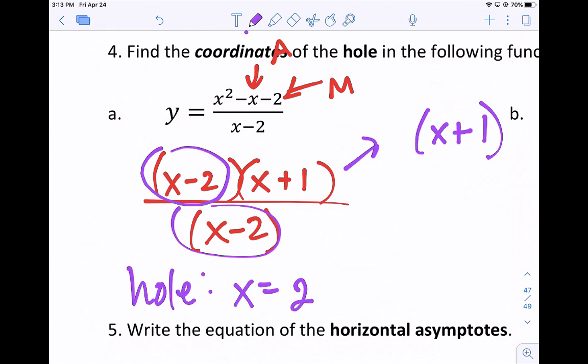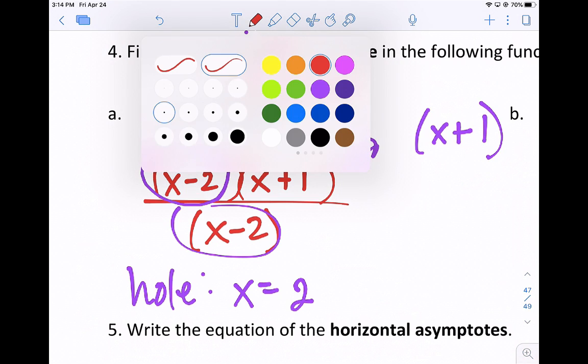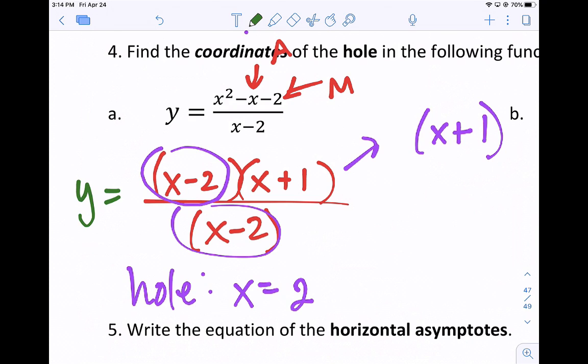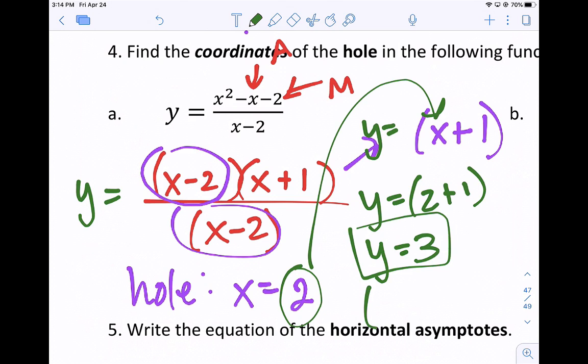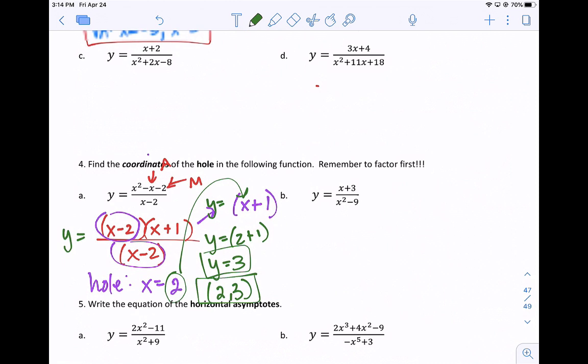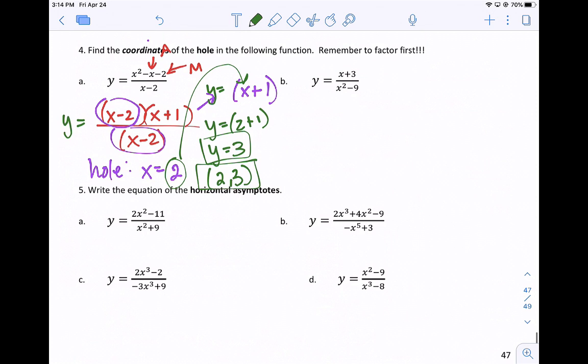So now to find the y value, because this is y equals, I'll just put a y equals, we're going to plug the 2 in here and find the y value at the hole. All right, it's 3. So our hole is at the coordinate 2, 3. There would be a hole. Okay, so there's one more for you to try. And then let's take a look at the horizontal asymptotes.